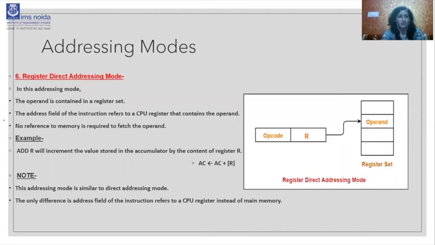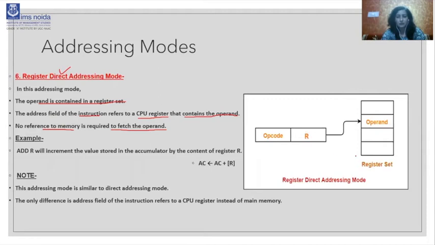Now the sixth addressing mode is called the register addressing mode. What is register addressing mode? In register addressing mode, the operand is contained in the register set. The address field of the instruction refers to the CPU register that contains the operand. No reference to the memory is required to fetch the operand. First we will know about it with an example.